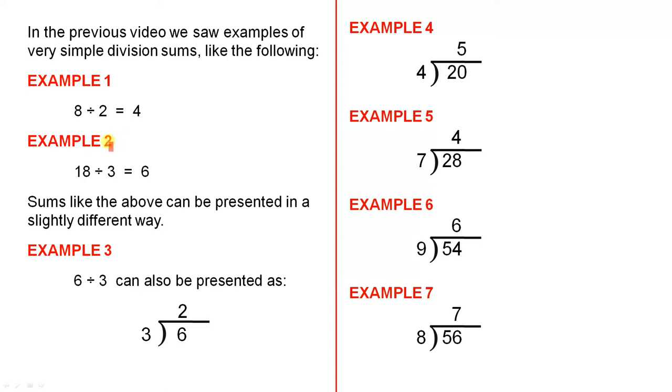Example 2, 18 divided by 3 equals 6. That is 3 divided into 18 goes 6. Sums like the above can be presented in a slightly different way.